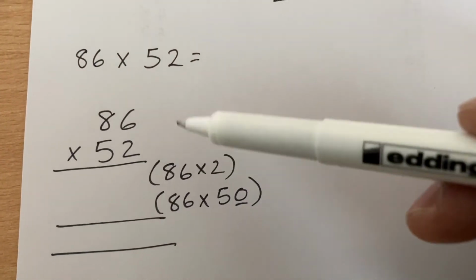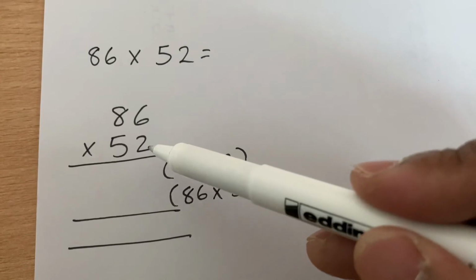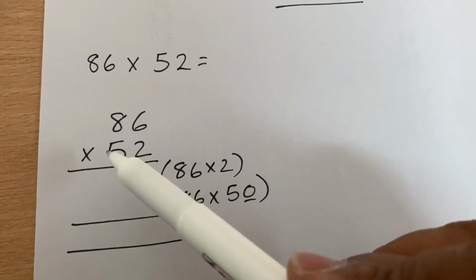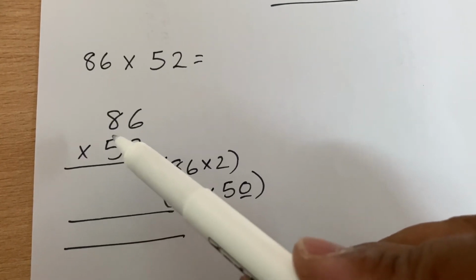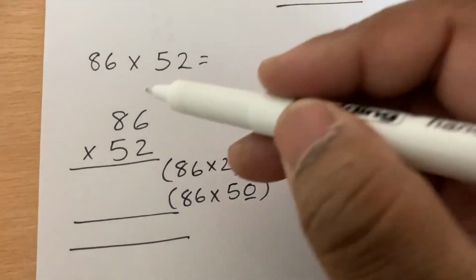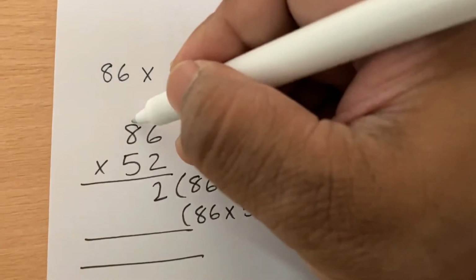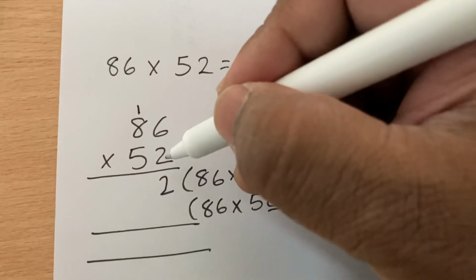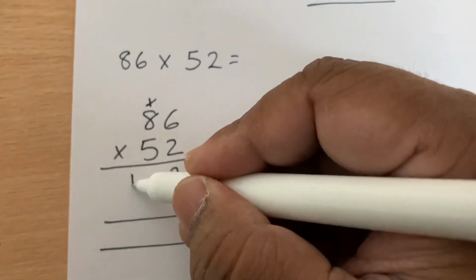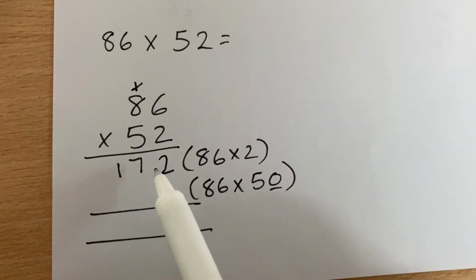So we've got 86 times by 52. So we've got 86 times by 2 first. And then we've got 86 times by, can you remember what this is? Well done. It's 50, not 5, it's 50. 86 times by 50. So let's do 86 times by 2. 6 times 2 is 12. Carry the 1 on. 8 times 2 is 16. And the 1 is 17. So if you check it on a calculator, 86 times by 2 should be 172.